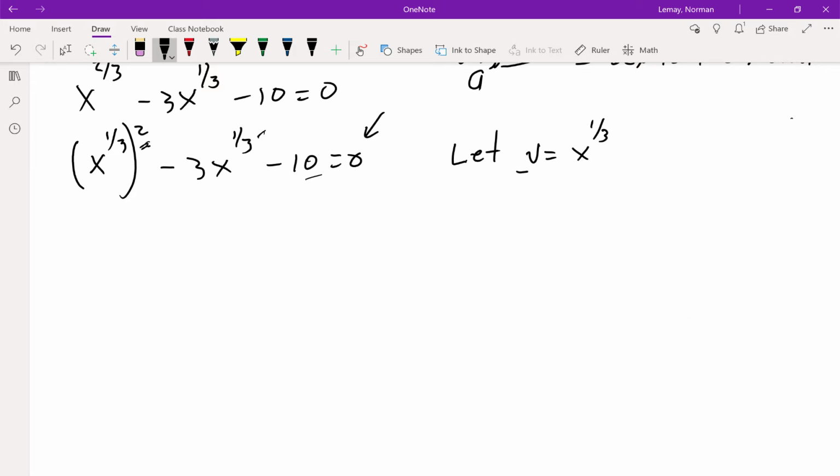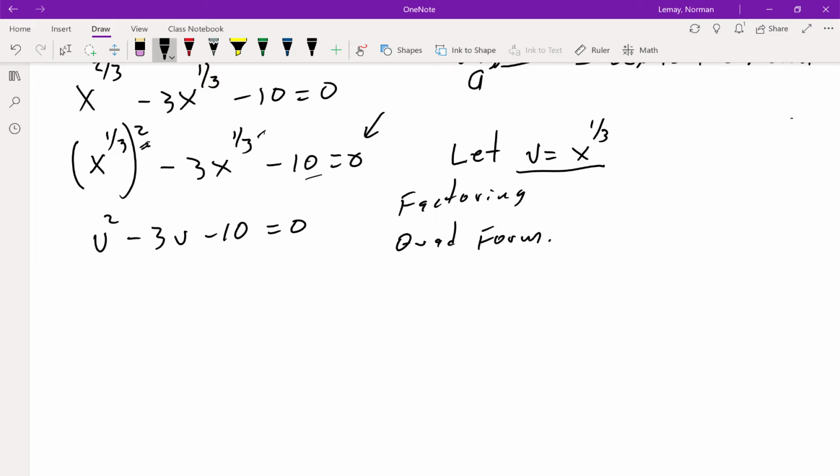So if I make this substitution, notice what happens after the substitution. Everywhere I see an x to the 1/3, we'll put in a u. So notice I put a u here. I get u squared minus 3, and notice here, I have my 1/3, I replace that with a u, minus 10 equals 0. And notice this whole thing now collapses to our quadratic equation. And now we've got three ways that we've discussed. We've got factoring. We've got the quadratic formula.